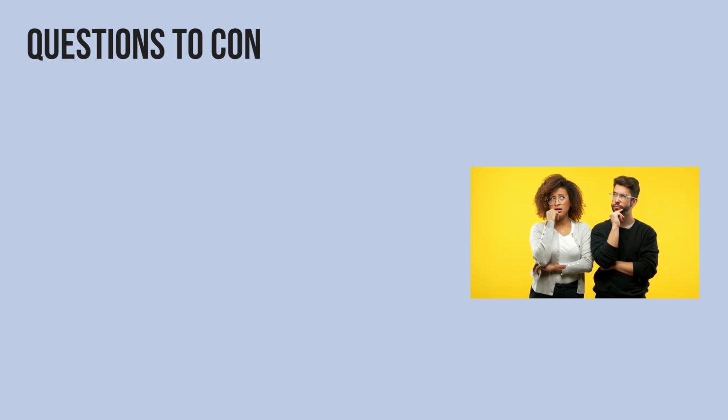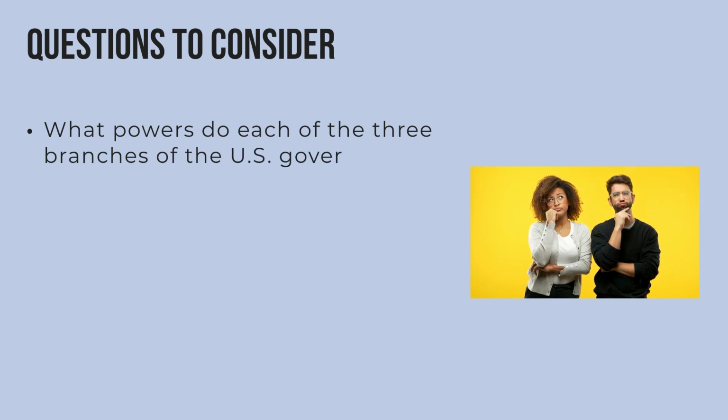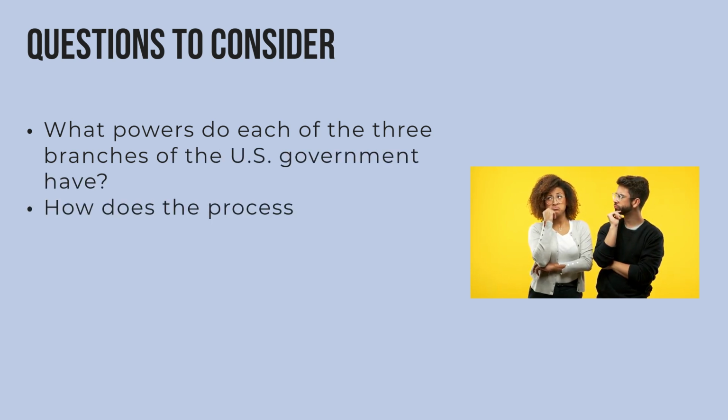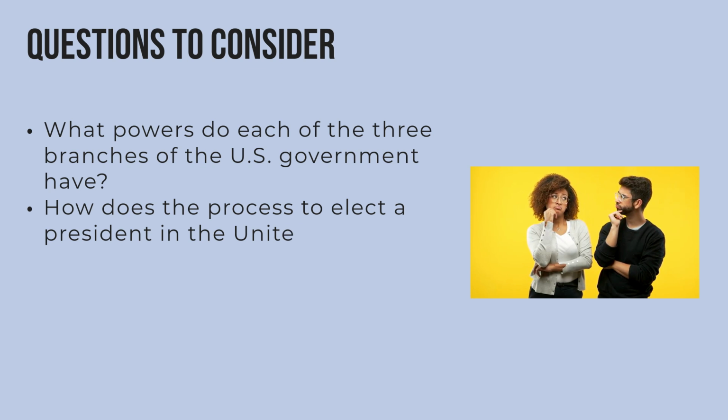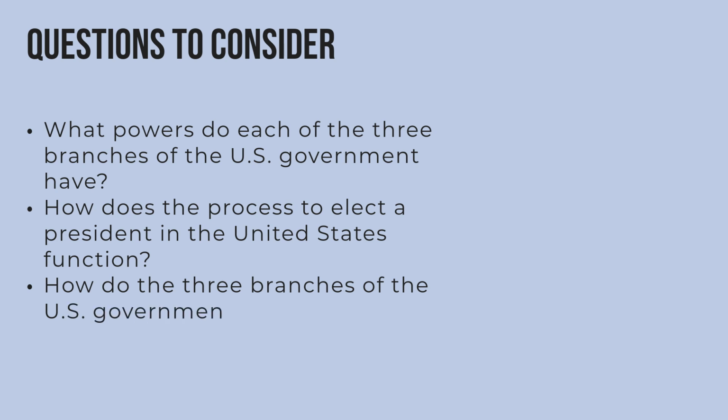Some questions for you to consider and think about as you learn about Unit 4 is what powers do each of the three branches of the U.S. government have? How does the process to elect a president in the United States function? And how do the three branches of the U.S. government work to check each other's power?